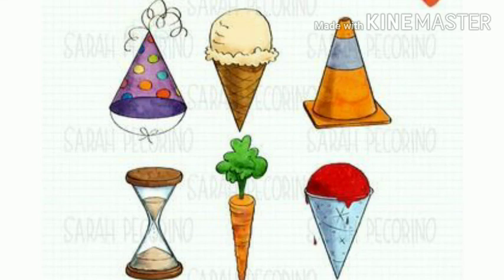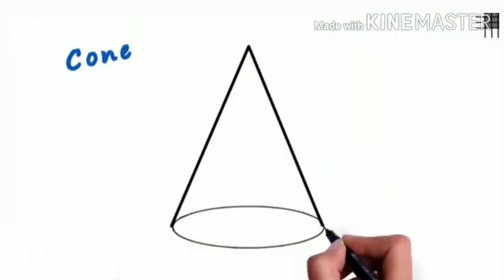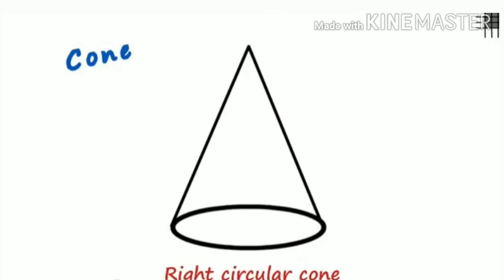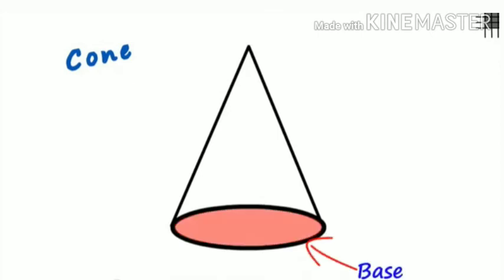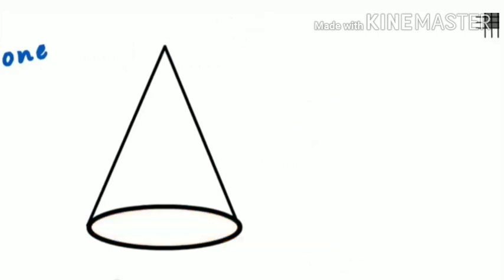Good morning, students. What is the shape of the solid here? Yes, it is a cone. Now, what is a cone? A cone is a three-dimensional figure having a base and a curved surface, and the fixed point is said to be the vertex.